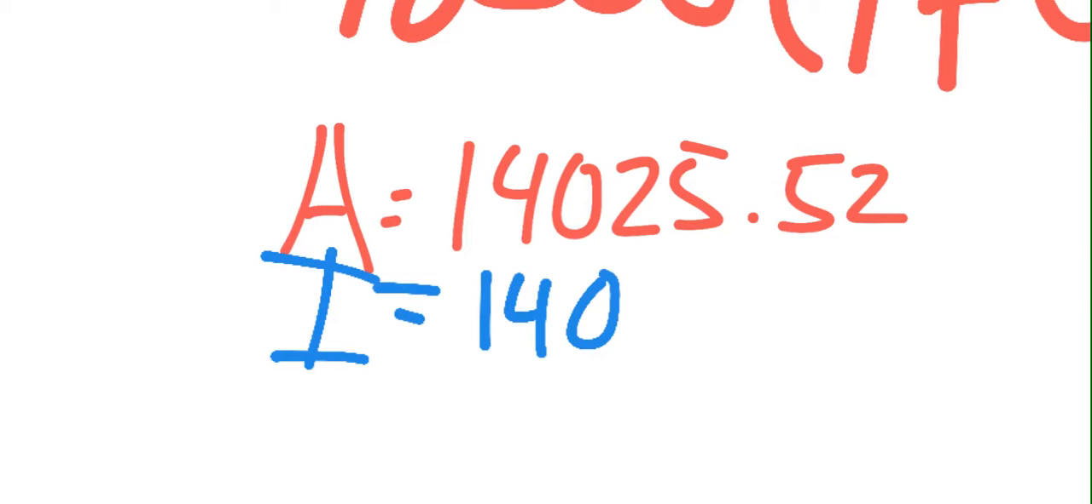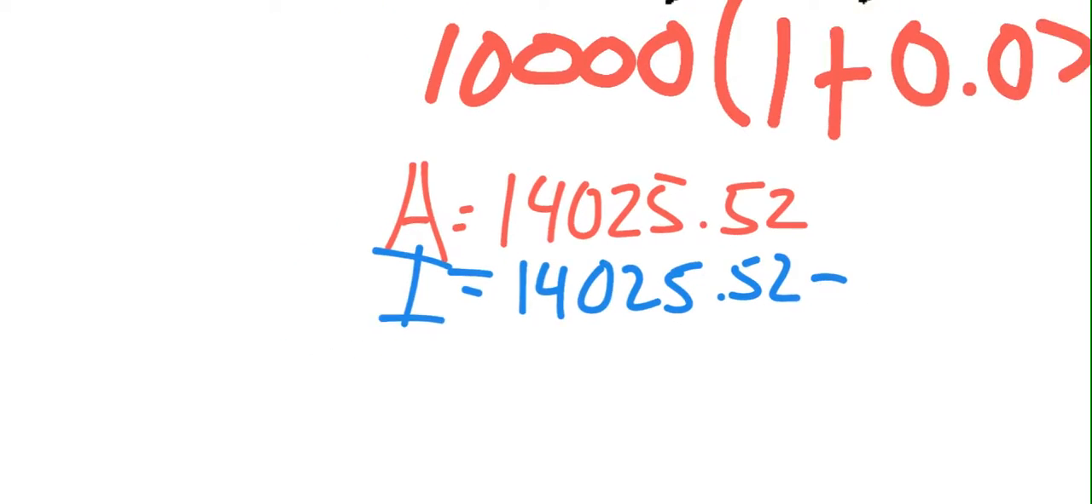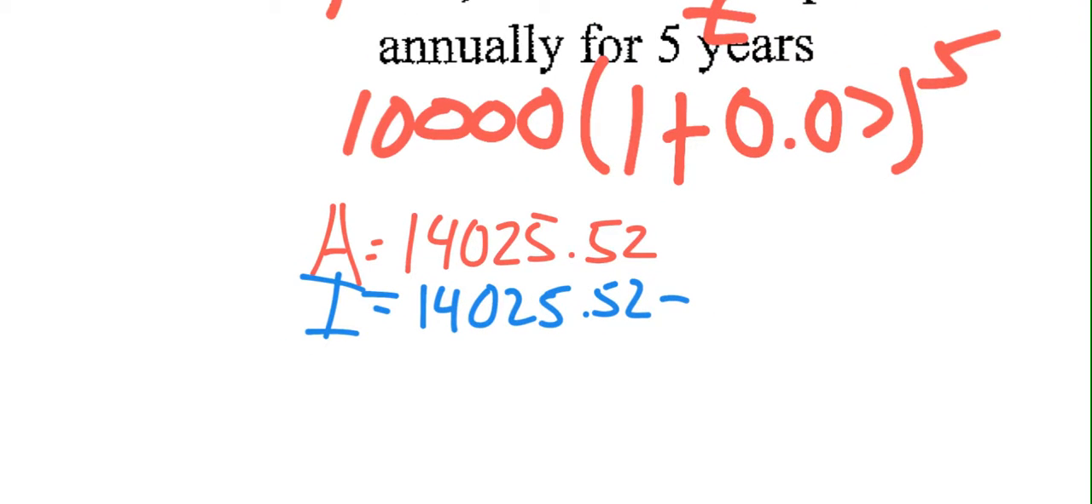When I get done with that one, my amount is going to be equal to $14,025.52. Got to round up a little bit, 2 cents. Now, for just the interest, same thing as before. I've got to take my amount, that $14,025.52, and I have to subtract whatever my principal was.